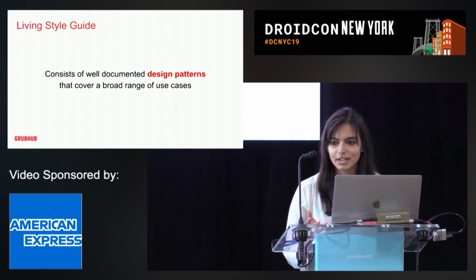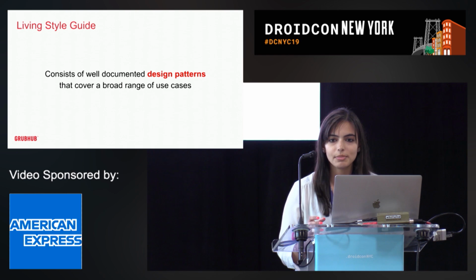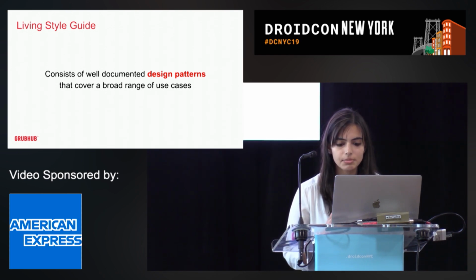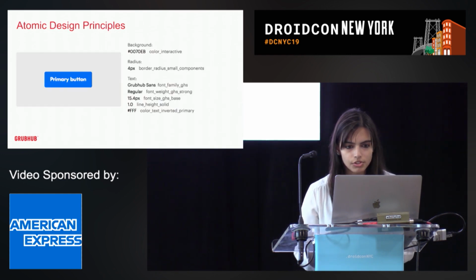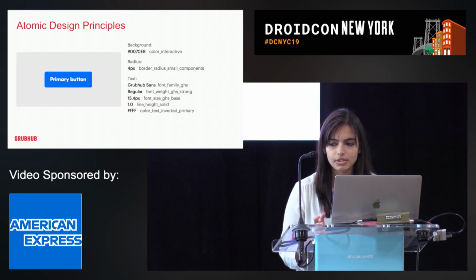Now, what's a design pattern? Design patterns can be anything as simple as color and typography, and they can lead up to even more complex things like how do we do navigation across our app? So let's take a look at how we build design patterns at Grubhub. We use something called atomic design principles.